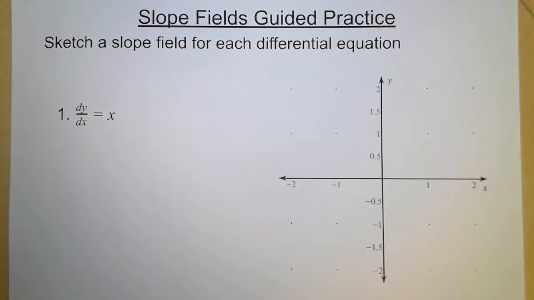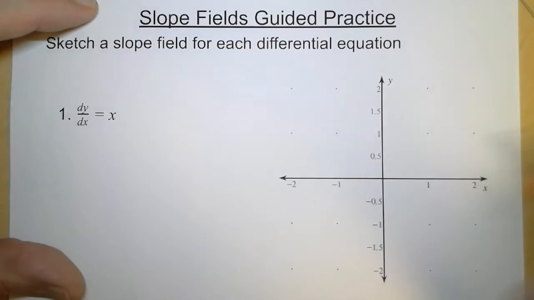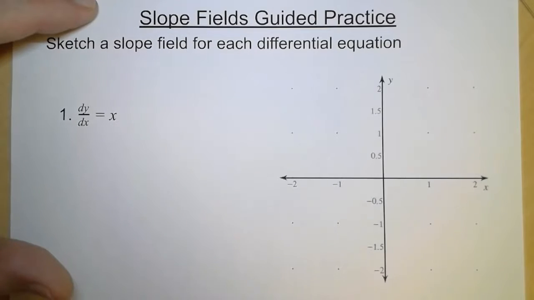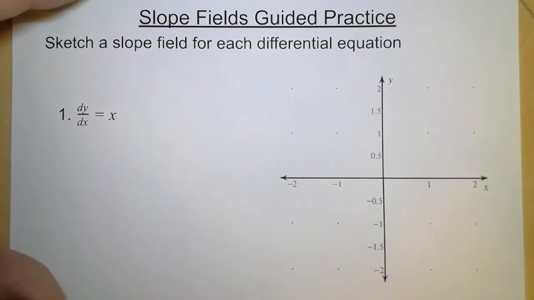So let's get started. Now slope fields is a method of visualizing an antiderivative. So here we've got a differential equation, dy dx equals x. Now, we have another video where I show you how to algebraically solve for what the original function is. But here we're just visualizing what the function might look like.